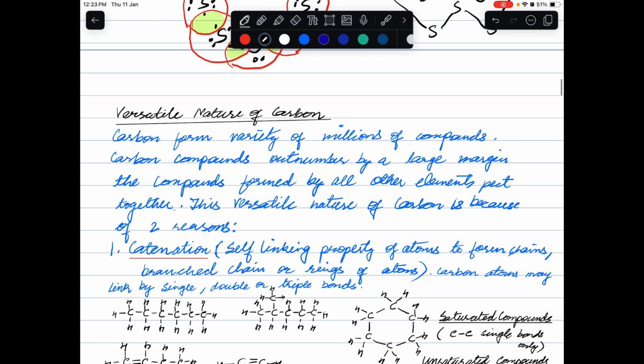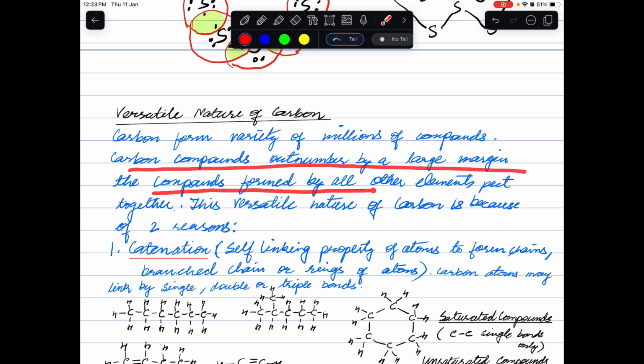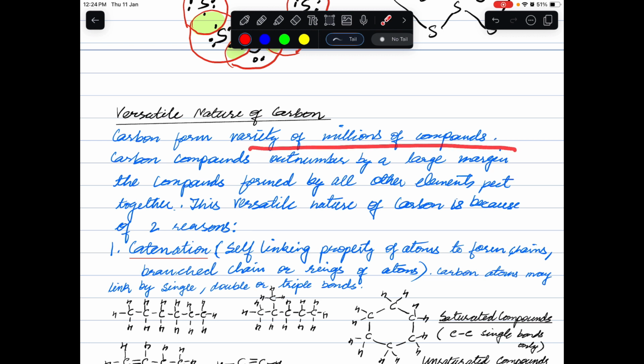Now next is versatile nature of carbon. We have discussed earlier that carbon forms millions of compounds, and the total number of compounds formed by carbon is much more than the compounds formed by all other elements. Yes, carbon compounds outnumber by a large margin the compounds formed by all other elements. Why? Because carbon forms a variety of compounds and the number of compounds is very large. That is, millions of compounds of carbon are possible.